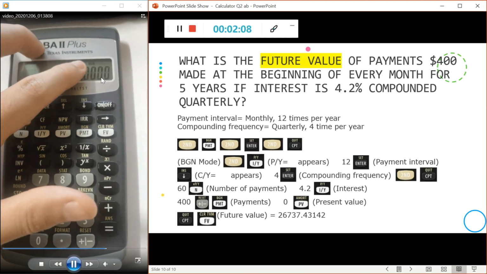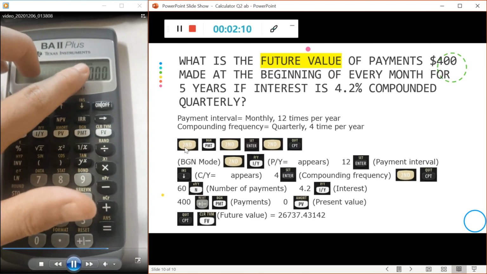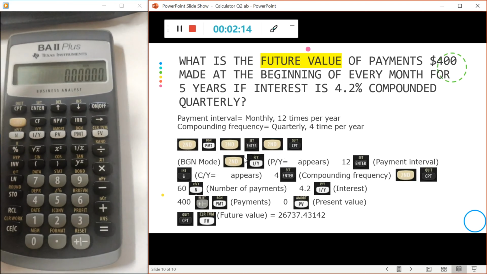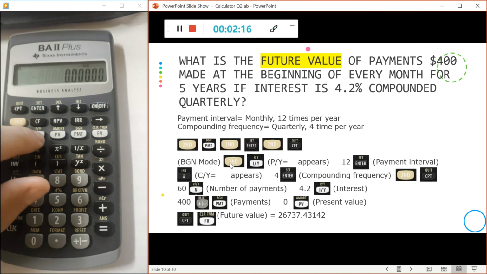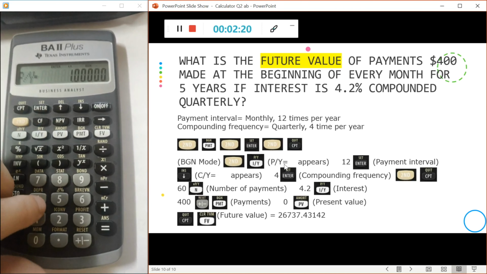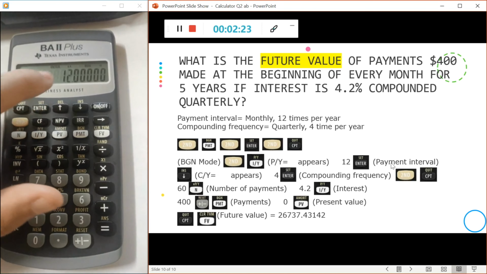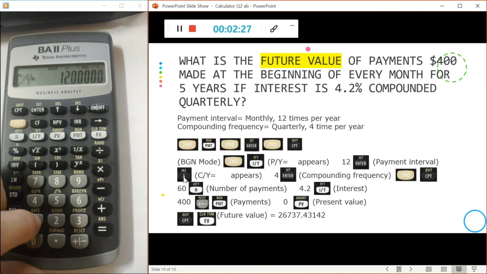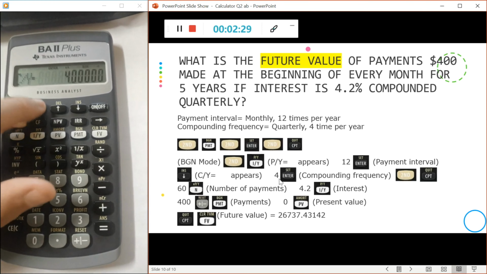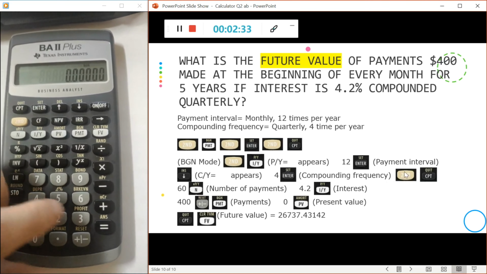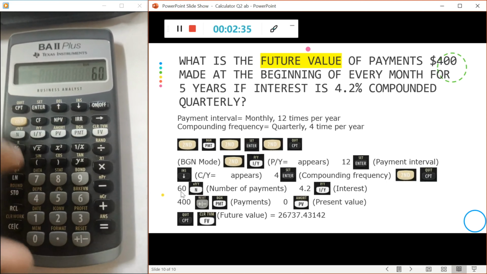We are already in begin mode, so we can skip this step, which will turn our calculator into begin mode. So we skip this step. Second, PY. Okay. 12. Enter to key in the payment interval, and then press down. 4. Enter to key in the compounding frequency.